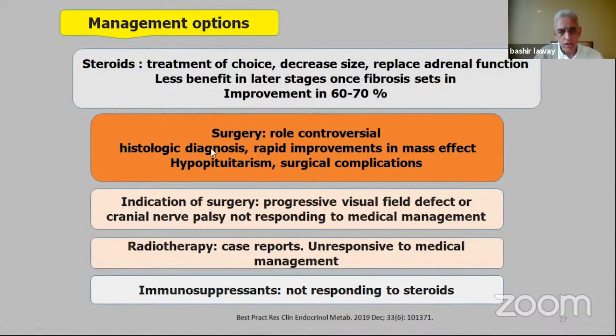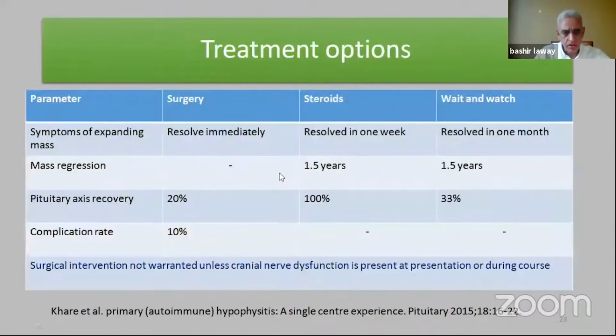Surgery should be done only if there is no improvement initially, or later on follow-up the patient is not responding, the mass is not coming down, and there are visual disturbances. So that is the indication. Otherwise, nobody needs surgery. Radiotherapy is not needed. Immunosuppressants can be given if somebody doesn't respond to steroids.